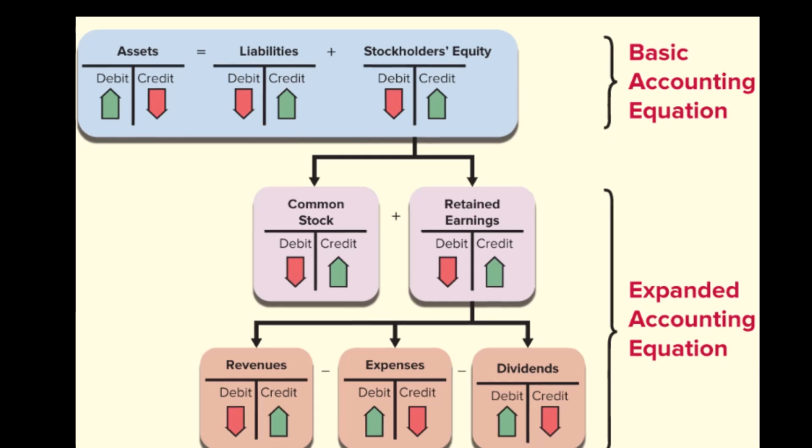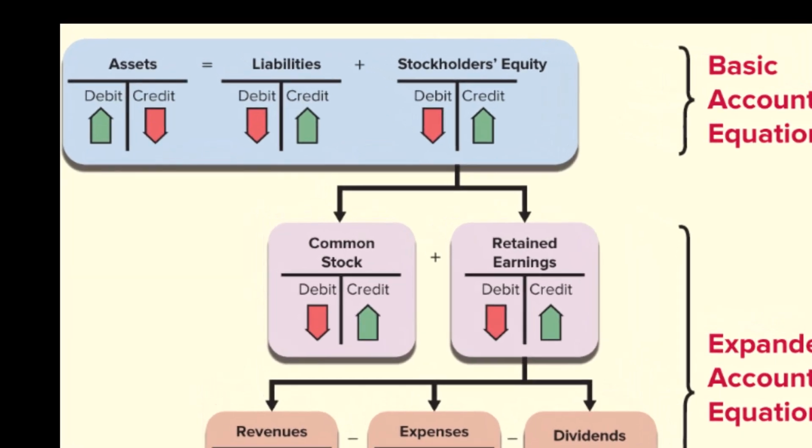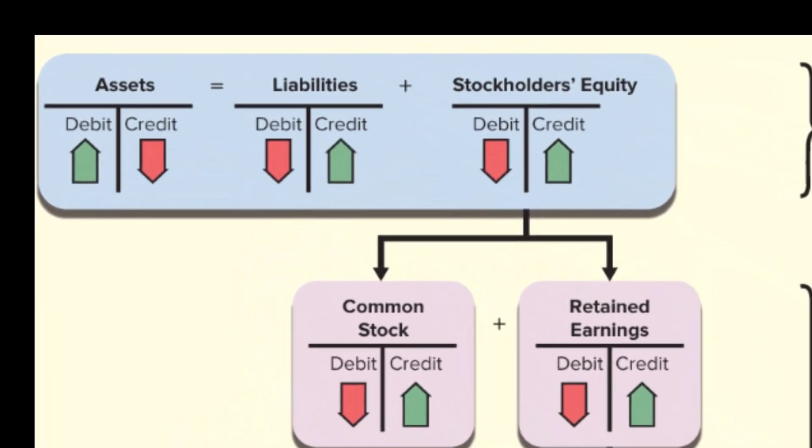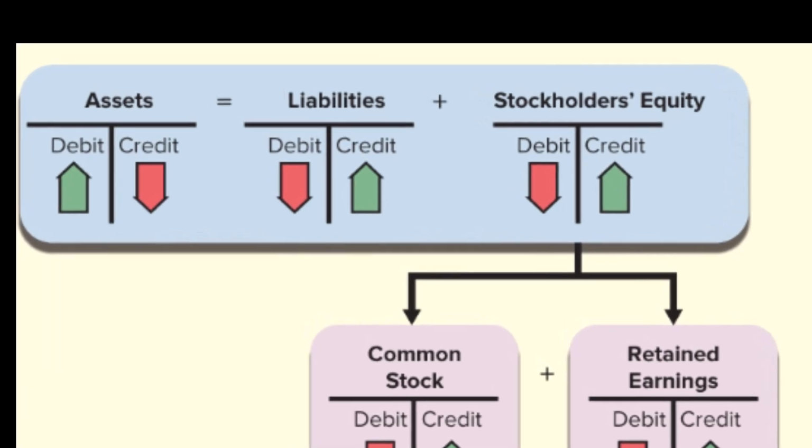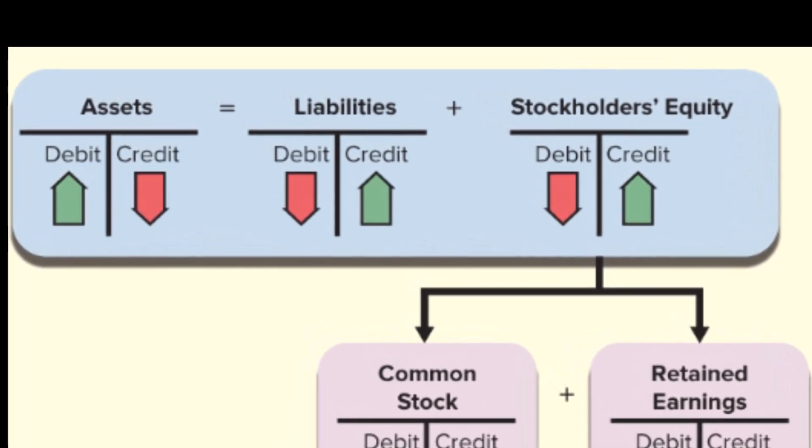With the single most important rule in all of accounting, the basic accounting equation. Everything revolves around this formula. Assets equals liabilities plus stockholders' equity. Assets are the resources a company owns. Liabilities and stockholders' equity are the claims on those resources. Liabilities are claims by creditors, and equity represents the claims by owners.